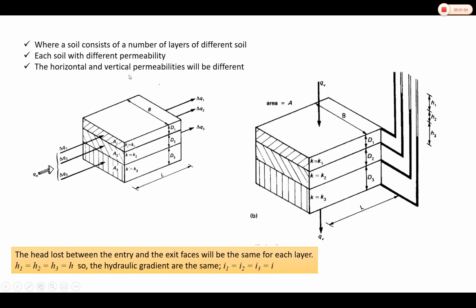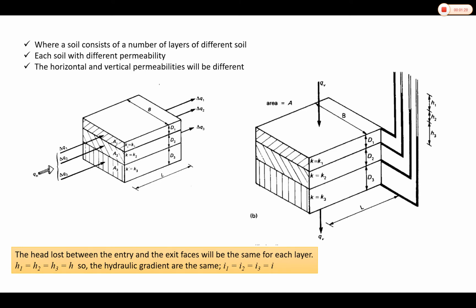So when we are talking about anisotropic, it refers to the soil mass that consists of numbers of layers of different soil, meaning that in a soil mass we have different properties of soil. So each soil will have the different permeability. So the horizontal and vertical permeability will be different.